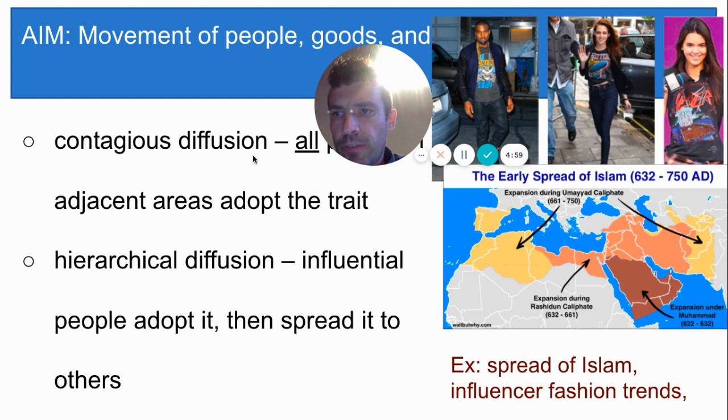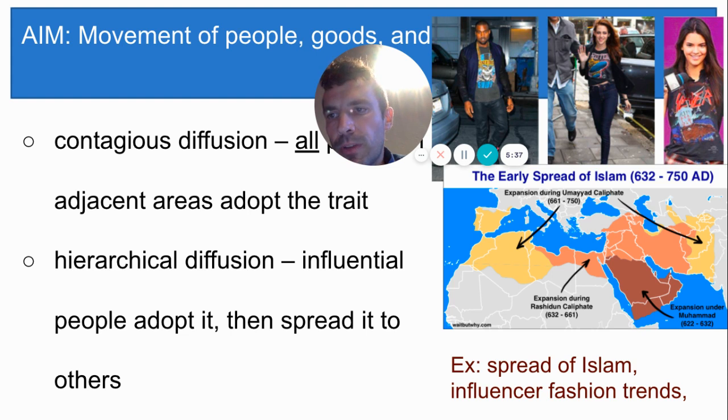A second type of expansion diffusion is called hierarchical diffusion. This is probably the most common one you'll see on the AP exam. Hierarchical diffusion means that a certain person with influence or power, it could be a religious leader or a political ruler or a celebrity, adopts the trait first, and then other people adopt the trait as well because they look up to that person. Hierarchical diffusion involves an element of power or status. It needs someone with influence to get the ball rolling.